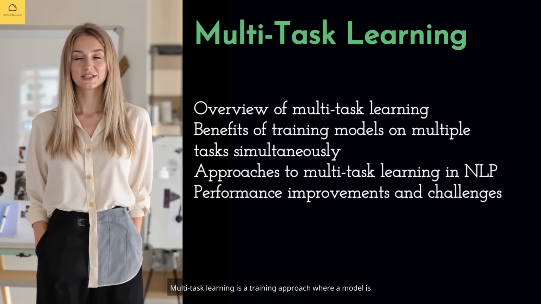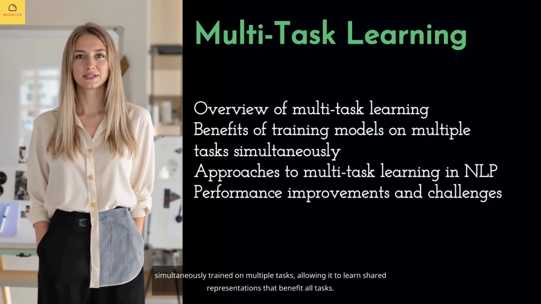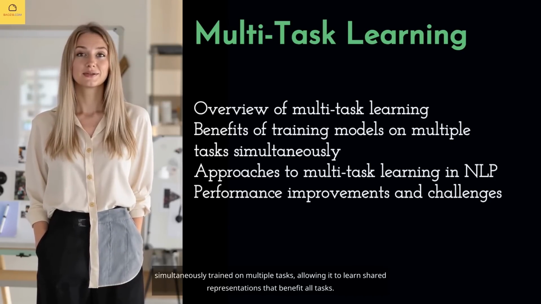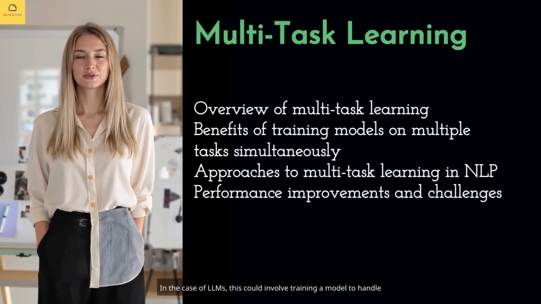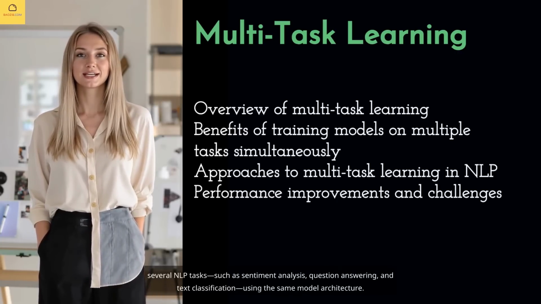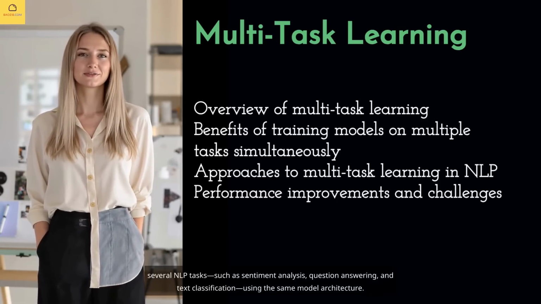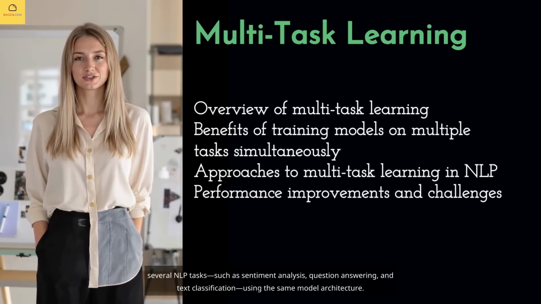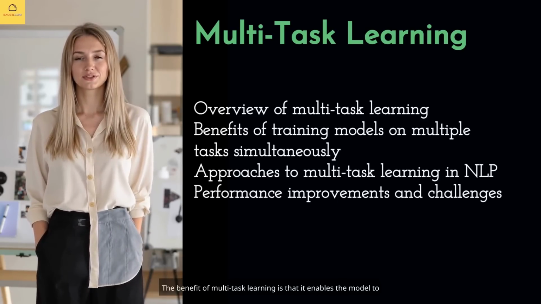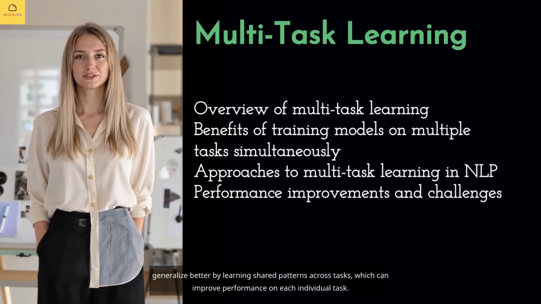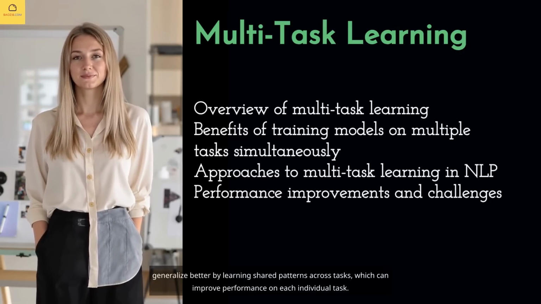Multitask learning is a training approach where a model is simultaneously trained on multiple tasks, allowing it to learn shared representations that benefit all tasks. In the case of LLMs, this could involve training a model to handle several NLP tasks, such as sentiment analysis, question answering, and text classification, using the same model architecture. The benefit of multitask learning is that it enables the model to generalize better by learning shared patterns across tasks, which can improve performance on each individual task.